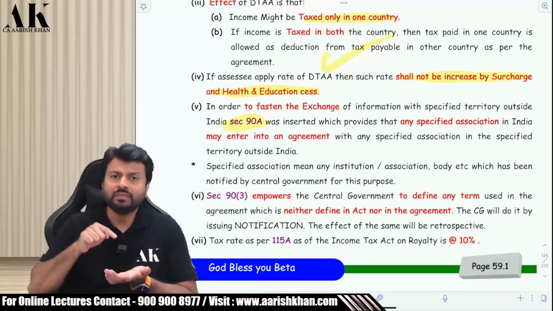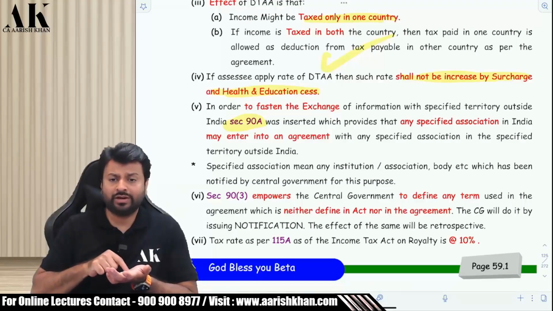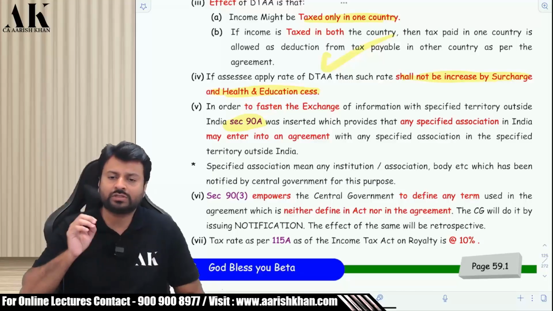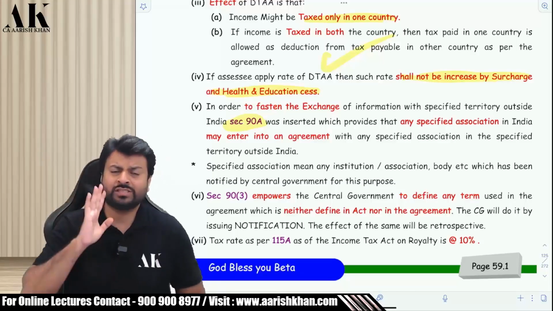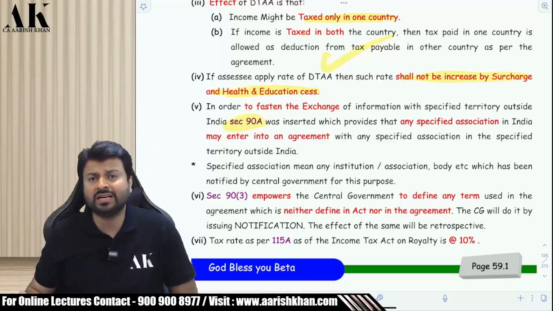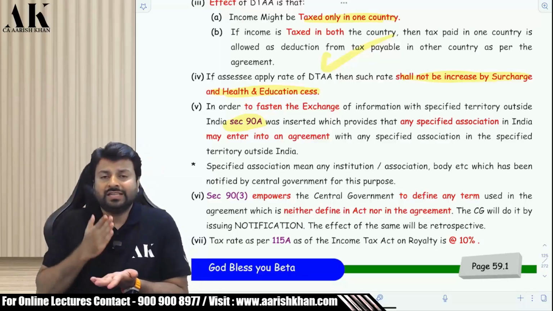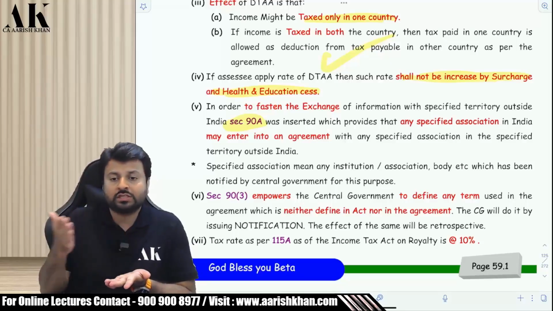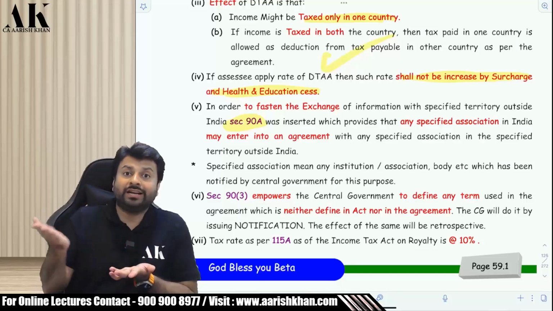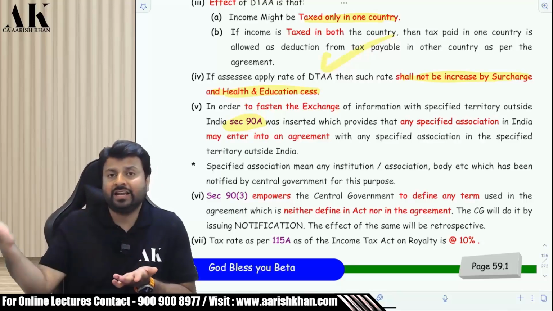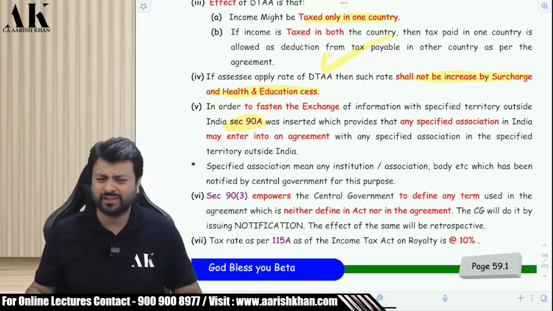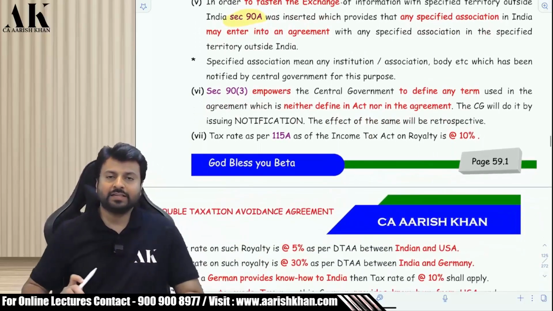But here, the Indian government is not entering into a treaty. The Indian government has delegated the process of entering into a treaty to certain specified associations. And they will enter into a treaty with certain small associations in the foreign territories. So here the treaty is entered between two associations of two nations, but there the treaty is entered between two countries mainly, or between a country and a specified territory. So 90A and 90 are almost the same. There is no great difference between the two.